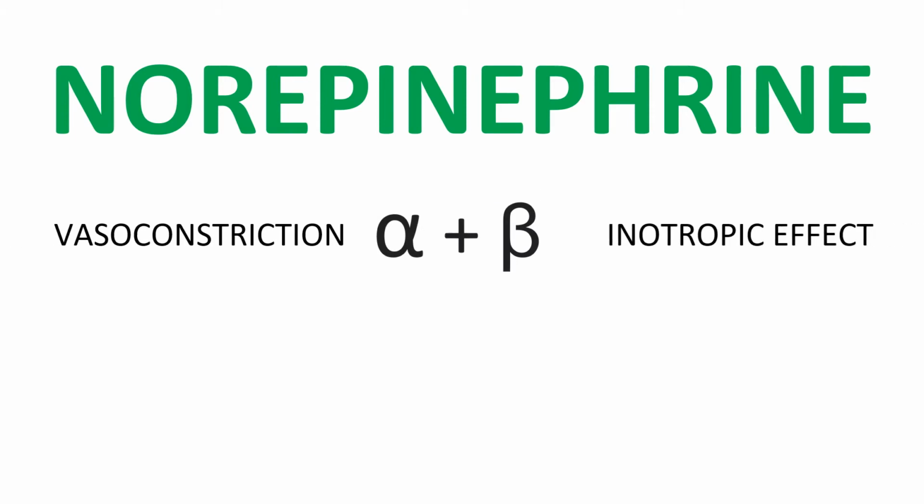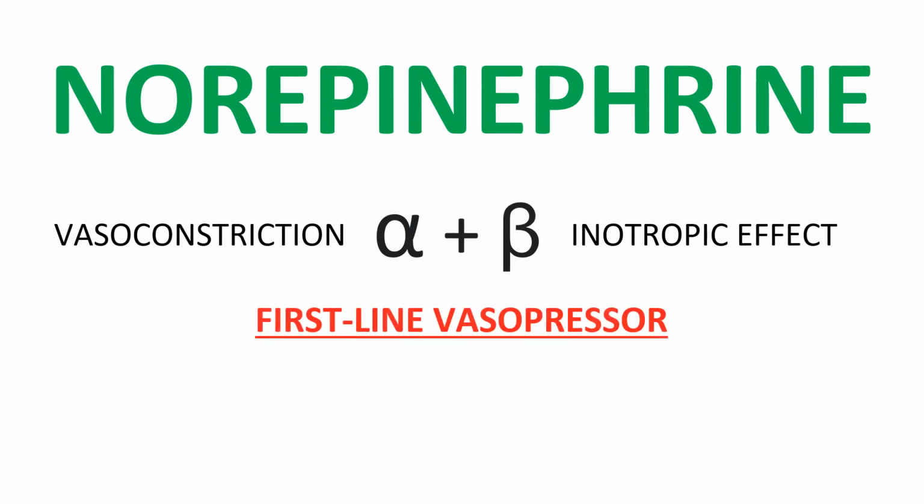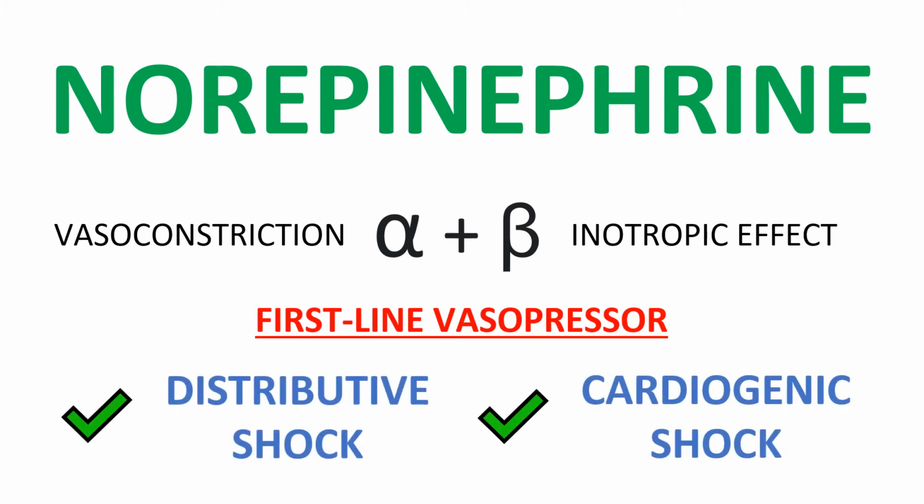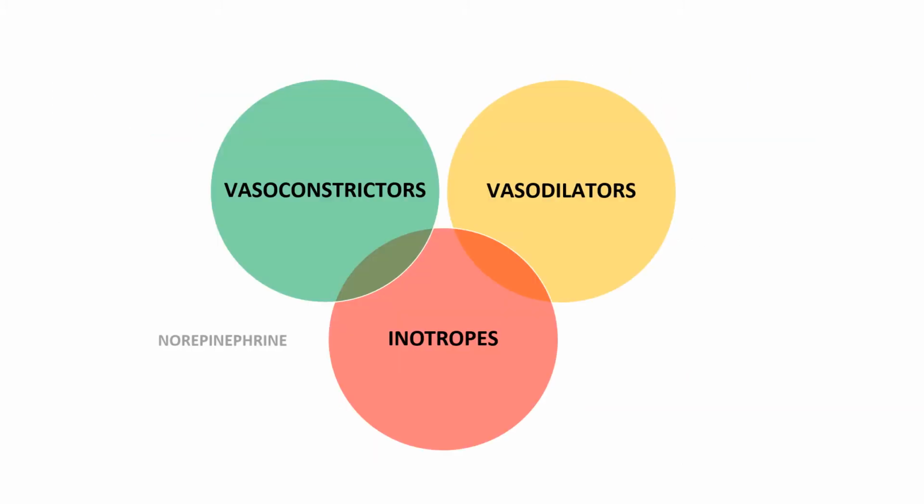Norepinephrine works both on alpha and beta receptors, and thus will cause both vasoconstriction and an inotropic effect. The degree of vasoconstriction is usually a lot more than the inotropic effect norepinephrine provides, but for this reason, it is considered the first-line vasopressor because you can use it both in distributive shock, such as septic shock, as well as cardiogenic shock. And so we'll group norepinephrine between the overlap of vasoconstrictors and inotropes.